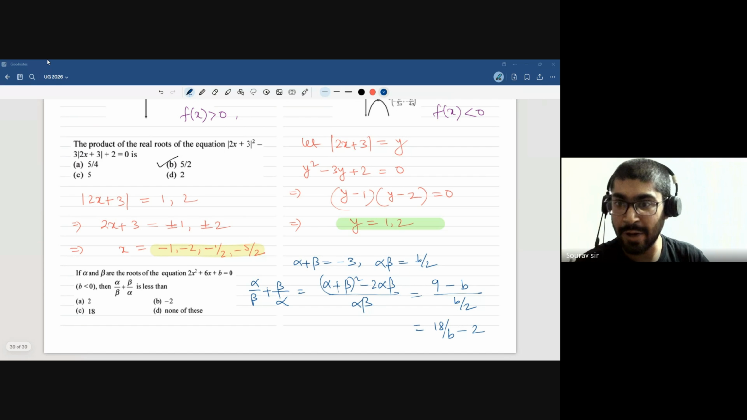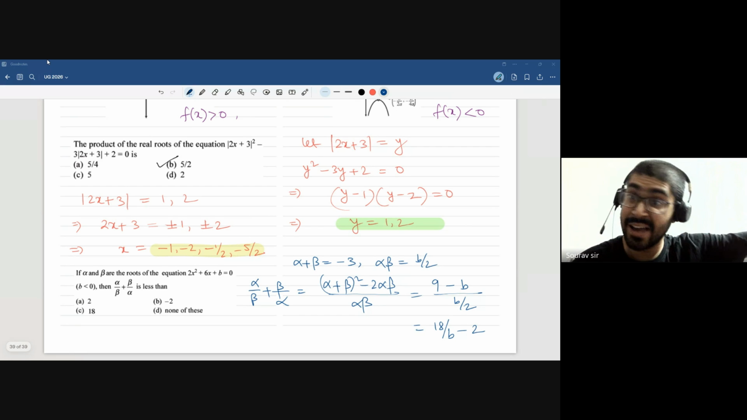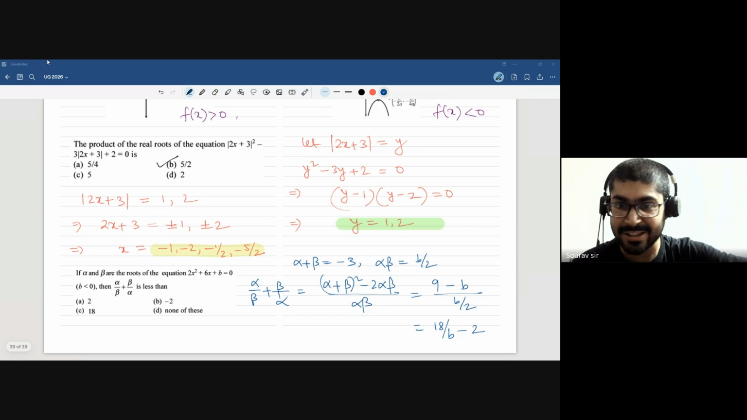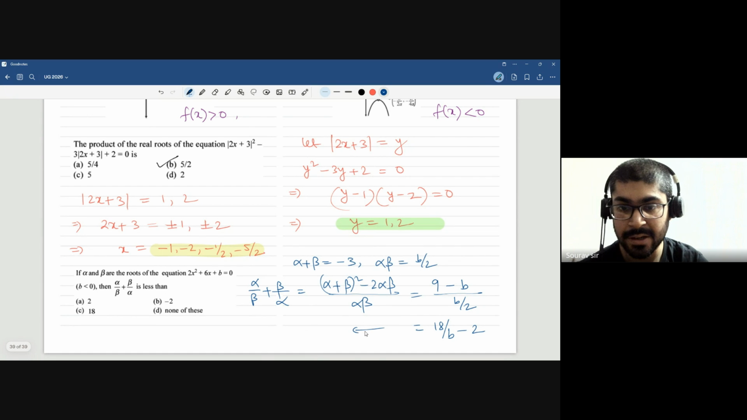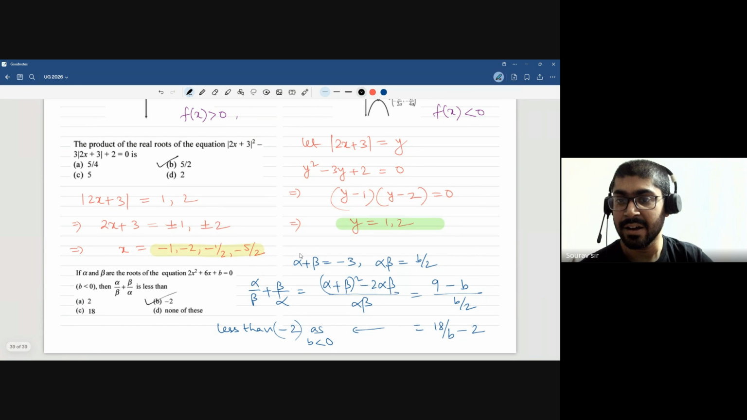Okay, so if you have minus 2 on the number line, 18 by b will just drag it leftwards. That means the maximum value of this expression is minus 2. So therefore this expression will always be less than minus 2, as b is less than 0. Clear, everyone?